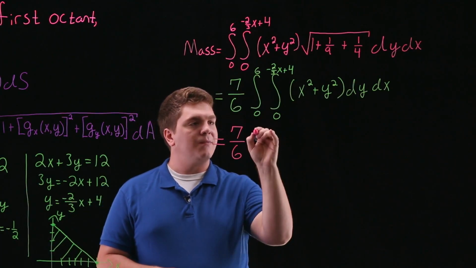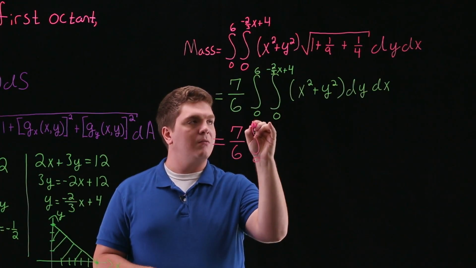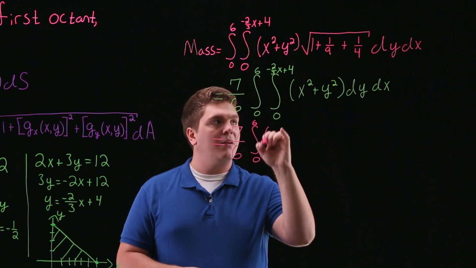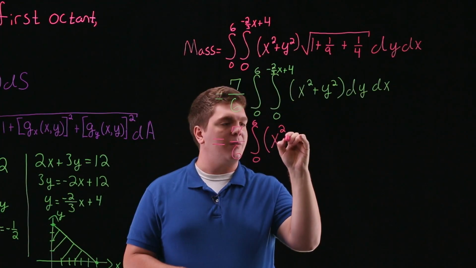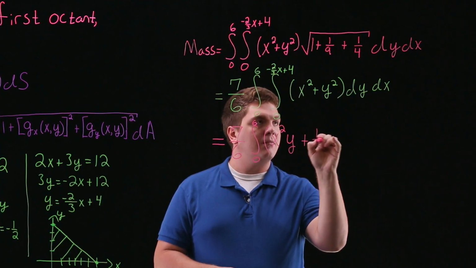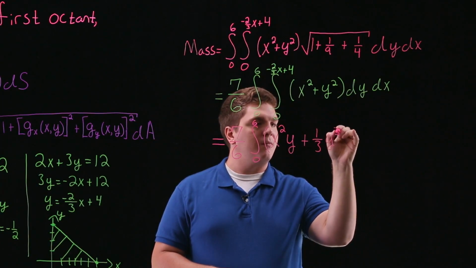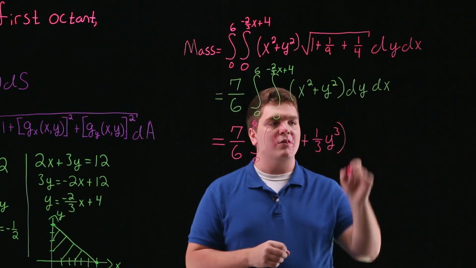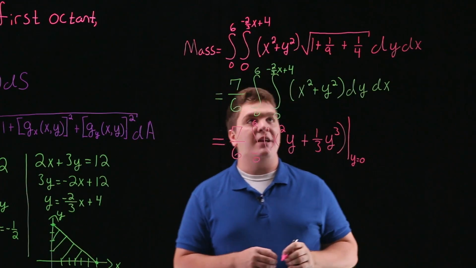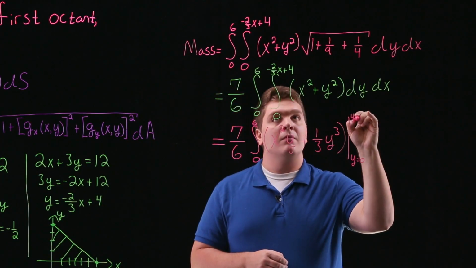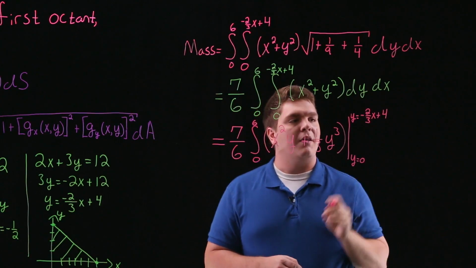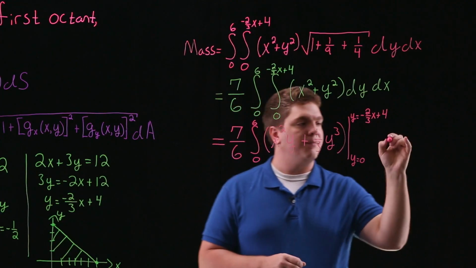So this is going to be 7/6 times the integral from 0 to 6. Here, if we're integrating x squared plus y squared with respect to y, this is going to be x squared times y plus, we can write this as 1/3 y cubed. And here, we're going to be evaluating from y equals 0 to y equals negative 2/3 x plus 4. And then we're going to finish this by integrating with respect to x.